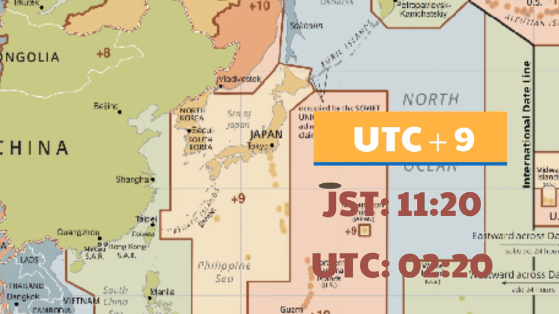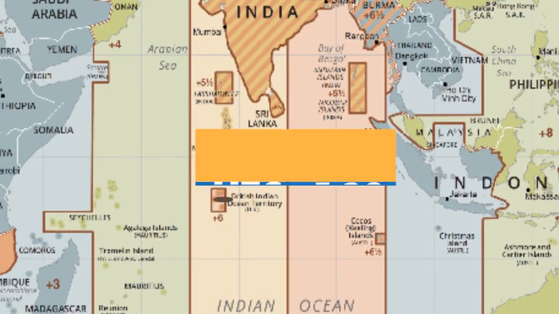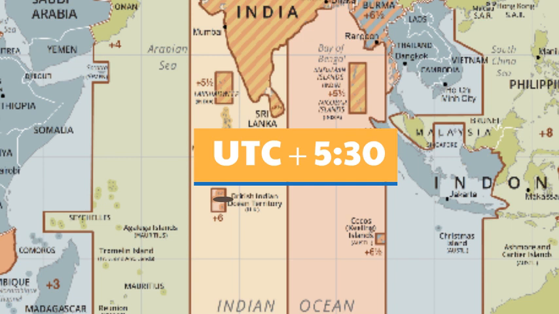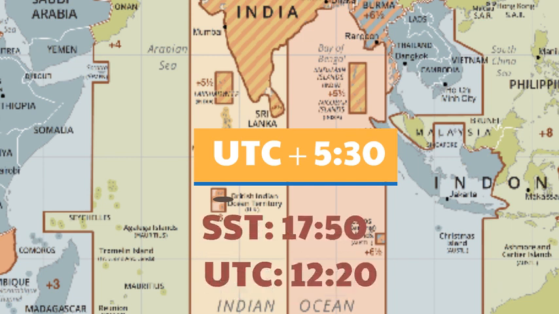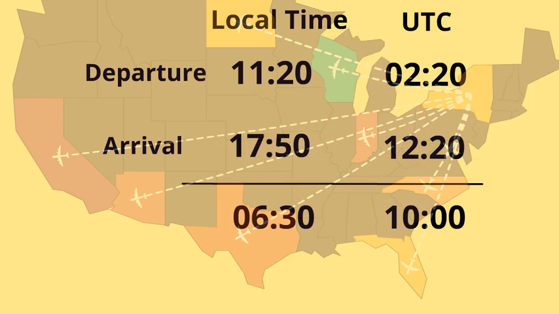The flight lands at Bandaranaike Airport at 17:50 in Sri Lanka. Equivalent UTC at destination will be 12:20. Now if we calculate the difference between these two UTC times, it comes to around 10 hours. So the actual flying hours between Narita International Airport and Colombo Bandaranaike Airport is 10 hours.